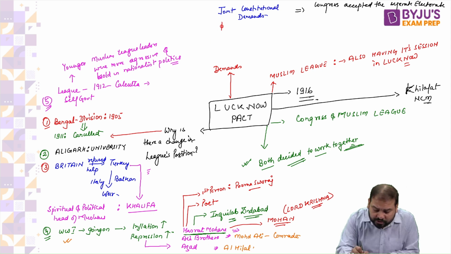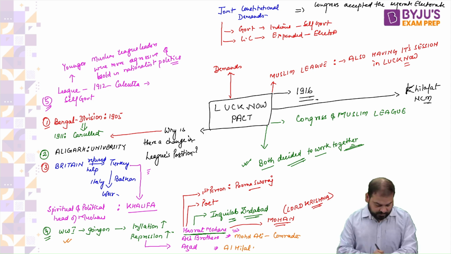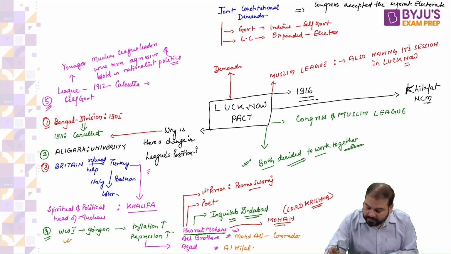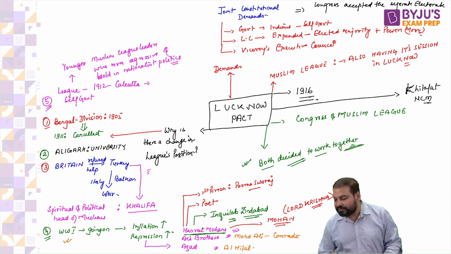And joint constitutional demands: they are demanding the government should give Indians self-government as early as possible. The Legislative Council should be further expanded and should have an elected majority, the same old demands of the moderates, and more power should be there for them. Third, the Viceroy's Executive Council should also have more Indians in it.